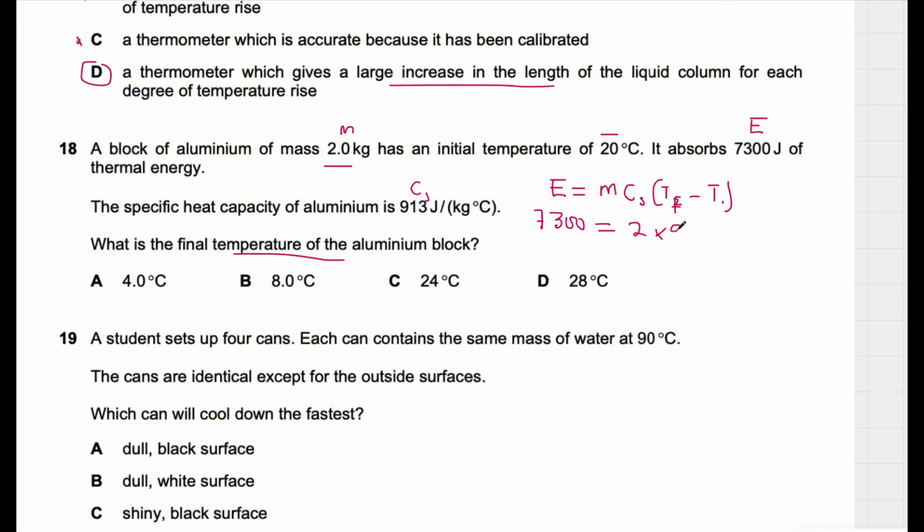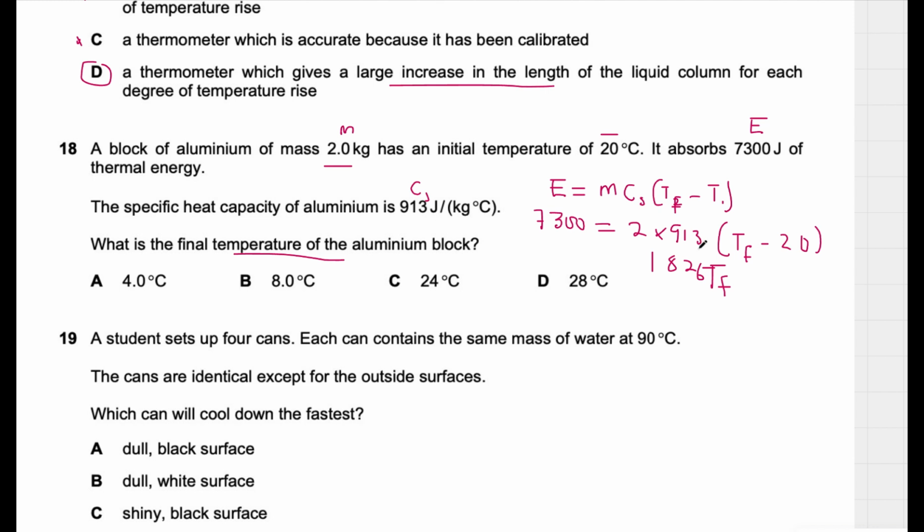913, times TF minus T1. TF, or T2, minus 20. T1 is 20, right? Minus 20. You put it like this so that we can find it. So you multiply 2 times this value, and we get 1,826. We get 1,826 here. This 1,826 times TF, we get 1,826 TF.